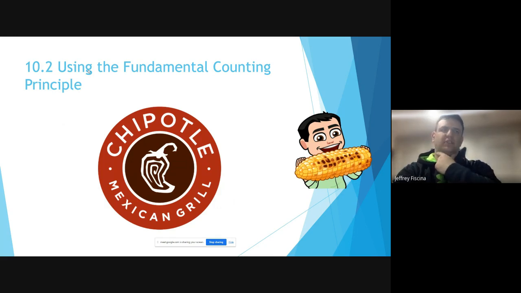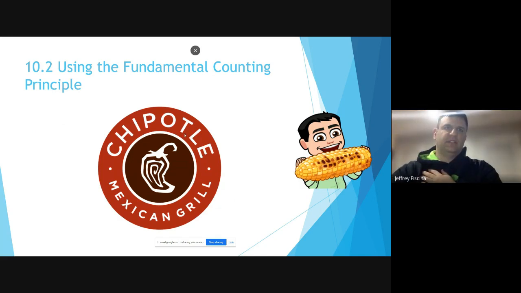So the fundamental counting principle, I kind of call it the Chipotle principle, right? Because when you go to Chipotle, you have so many options. And it's how do they figure out how many different possible options you could have at Chipotle or in any restaurant, when you start talking about different things.